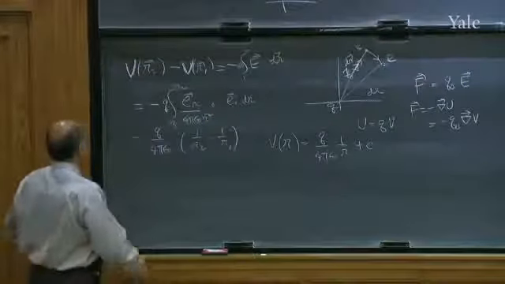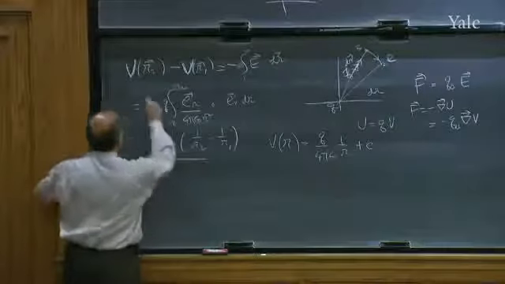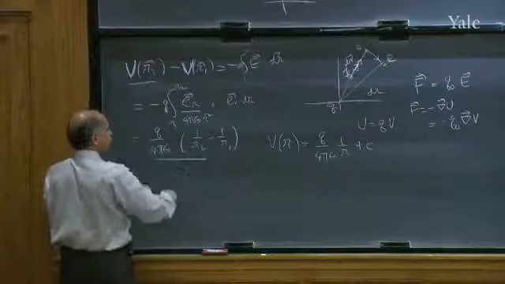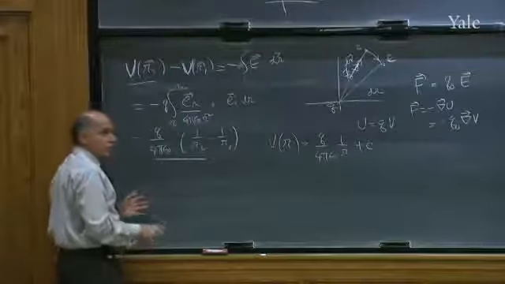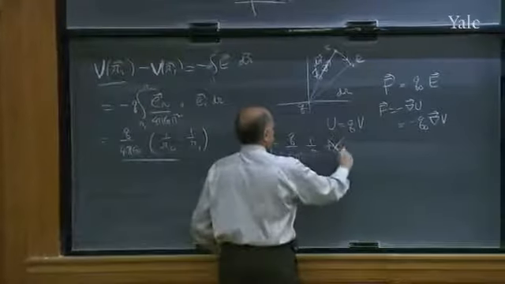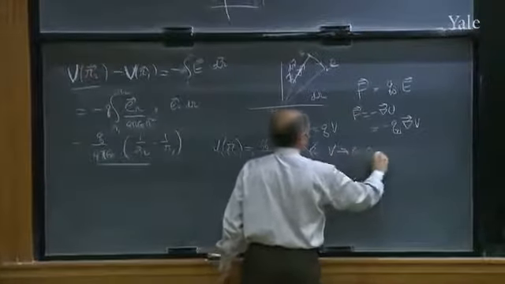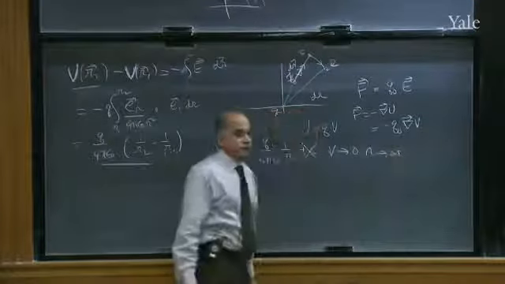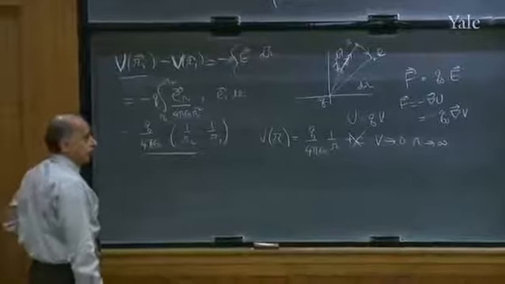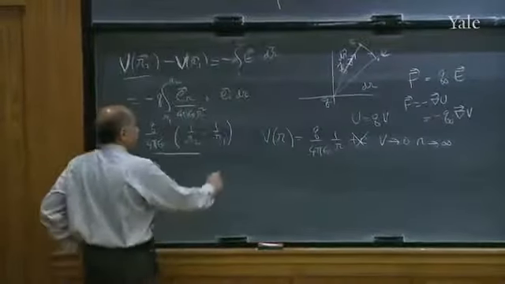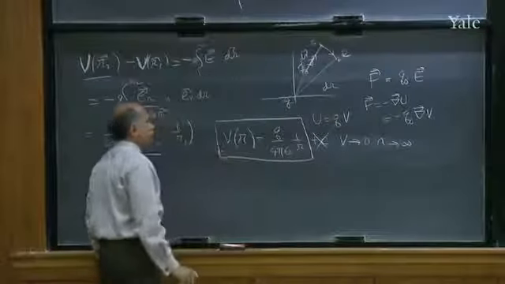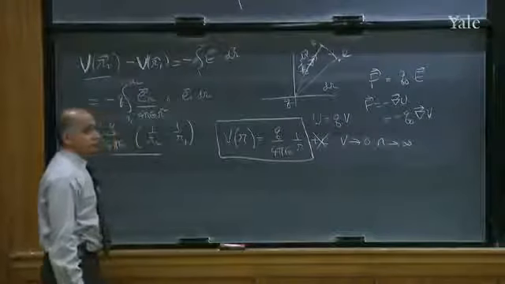Any constant, because you cannot immediately say this guy is equal to this guy and this guy is equal to that guy, because even if you add a constant to both, it will still be true. And we can pick the constant any way we like. It is common to pick the constant so that V goes to 0 as R goes to infinity. That's what we will do. That's the convention. Then we can write here, that's the V of R.